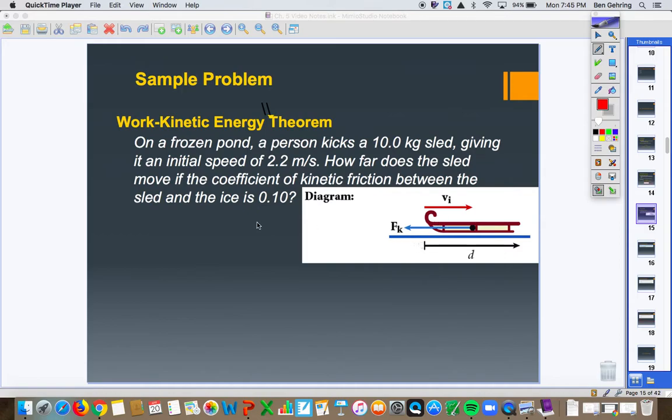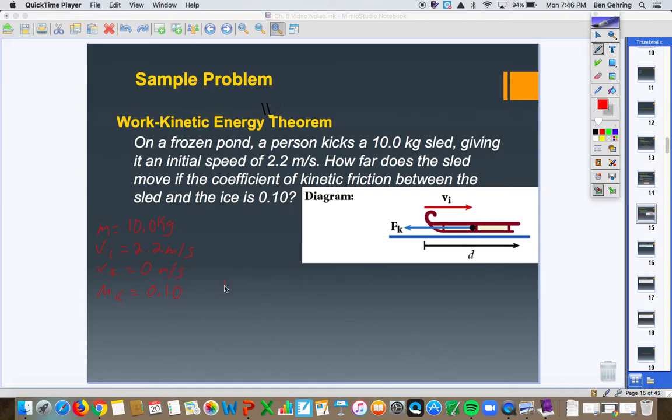This is what's happening. Okay, so we know a couple things coming out. I know the mass is 10.0 kilograms. I know my vi is 2.2 meters per second. I know vf is going to be 0 because it comes to a rest. And I know my mu k is equal to 0.10. All right, so now we're using the work-energy theorem.